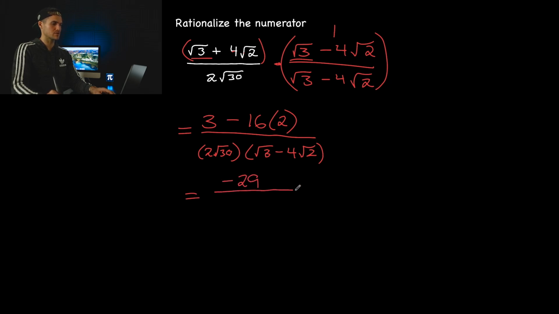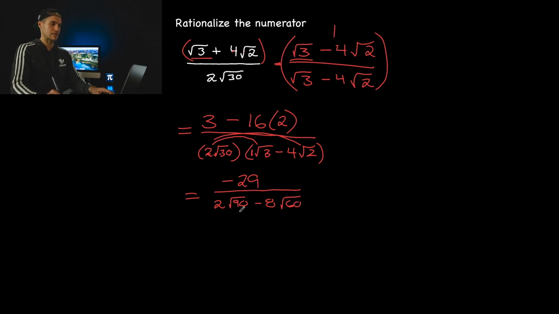And then I'm going to distribute this 2 root 30 into the bracket, multiply it by both of these expressions. So this root 3, there's like a 1 here. So 2 times 1 would be 2. And then root 30 times root 3 would give us root 90, like this. And then 2 root 30 times negative 4 root 2. 2 times negative 4 is negative 8. Root 30 times root 2 would give us root 60, like that.